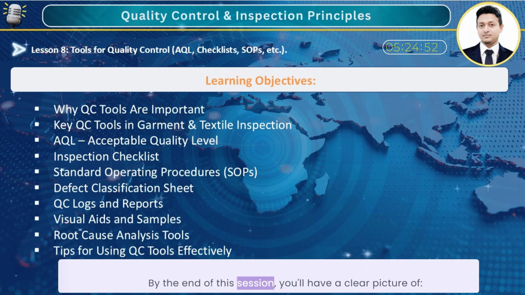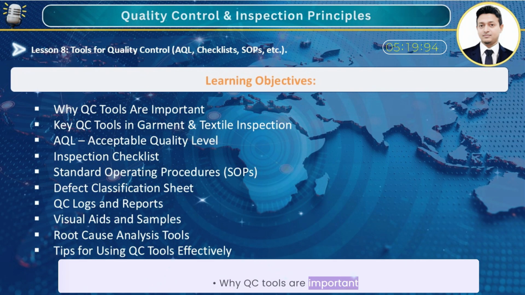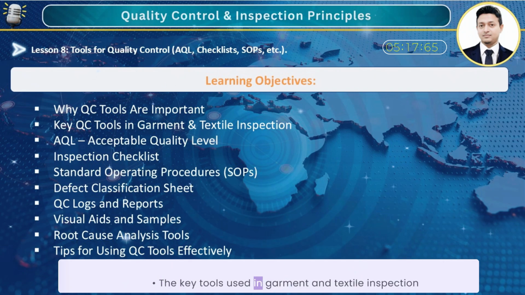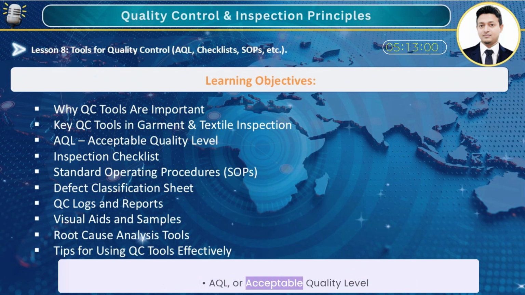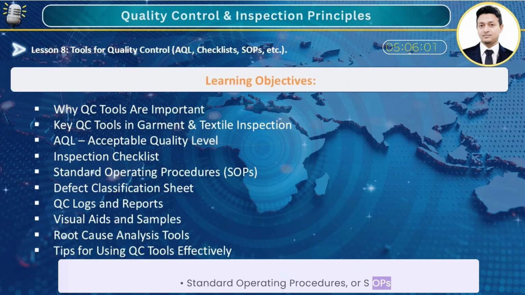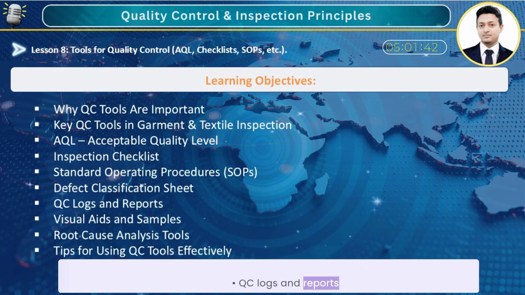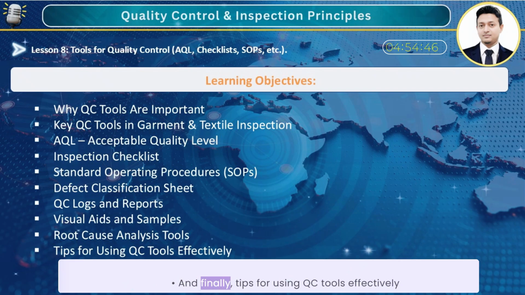By the end of this session, you'll have a clear picture of why QC tools are important, the key tools used in garment and textile inspection: AQL, or acceptable quality level. Inspection checklists. Standard operating procedures or SOPs. Defect classification sheets. QC logs and reports. Visual aids and samples. Root cause analysis tools. And finally, tips for using QC tools effectively.